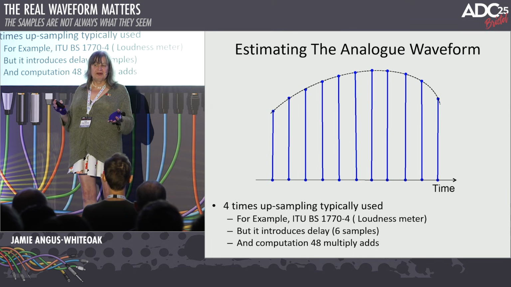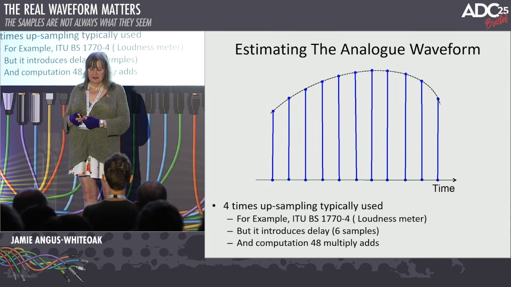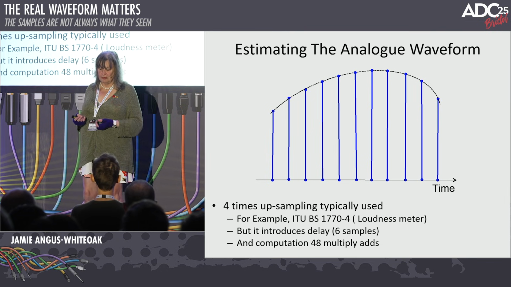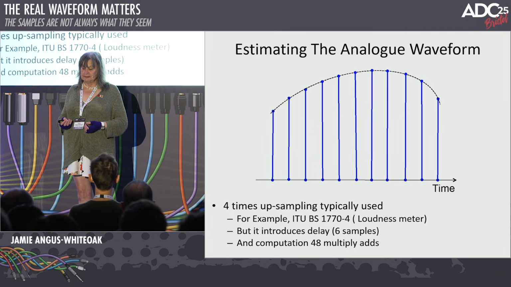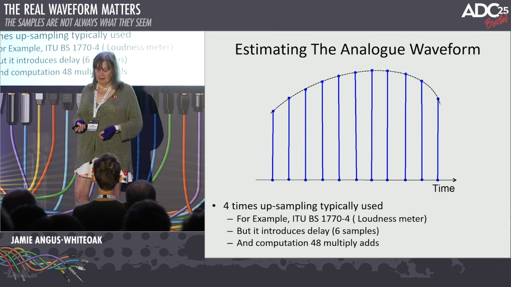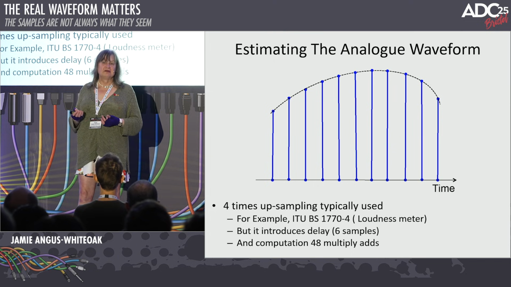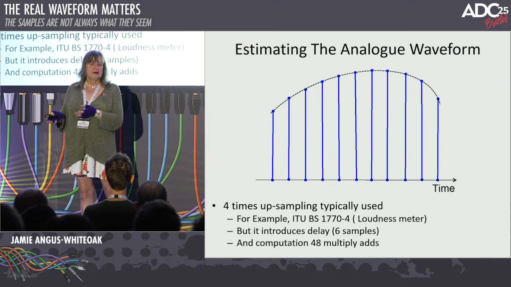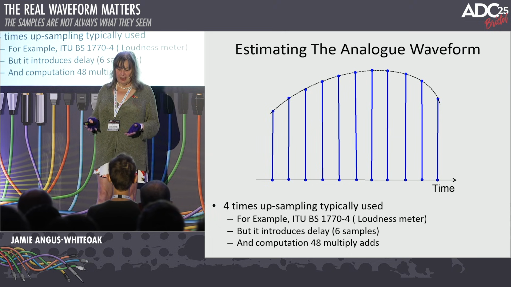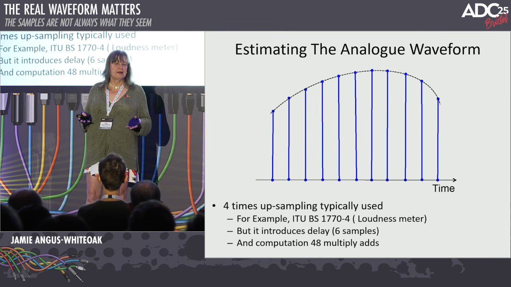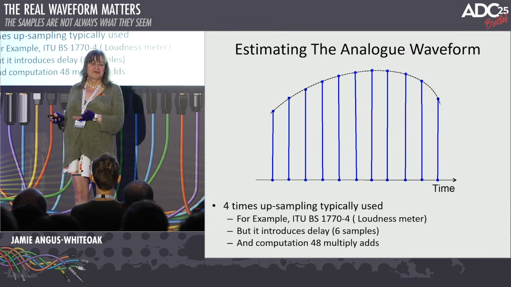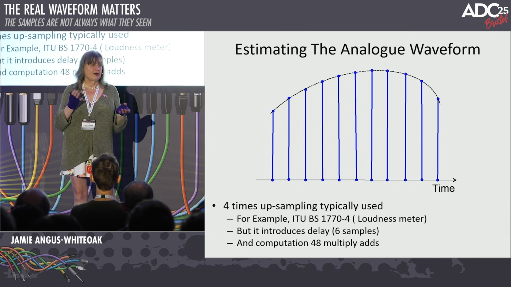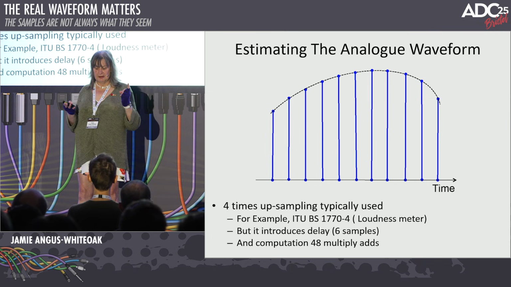How much oversampling do we need? Well, the loudness meter, which I'm sure some of you have used or seen or even programmed, the ITU standard specifies at least 4 times oversampling and actually gives you some filter coefficients for it. Now, interestingly enough, there are a couple of issues with that. It does give you a reasonable estimate of the peak value of the signal. It's less than a dB error, but it's not 0 error, all right? So that's point number 1.